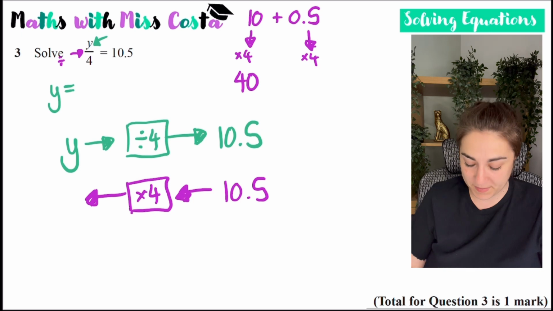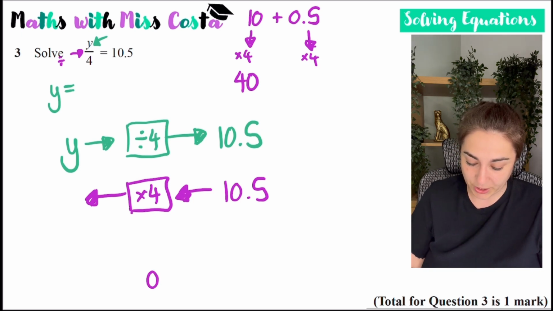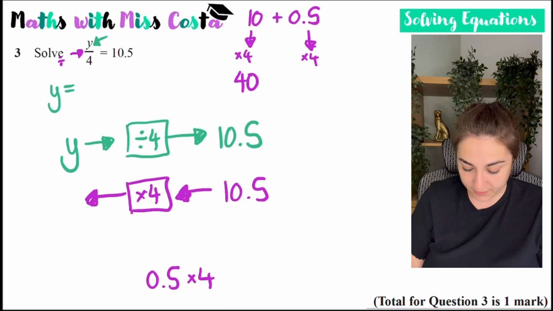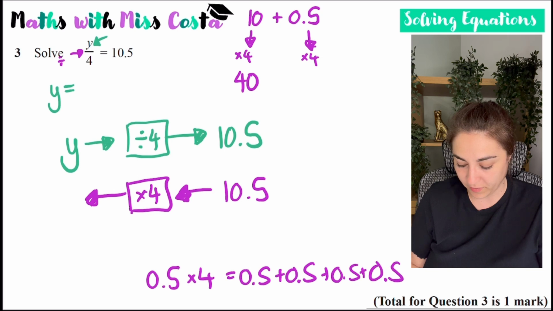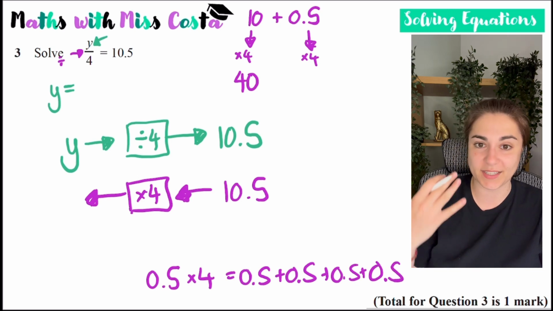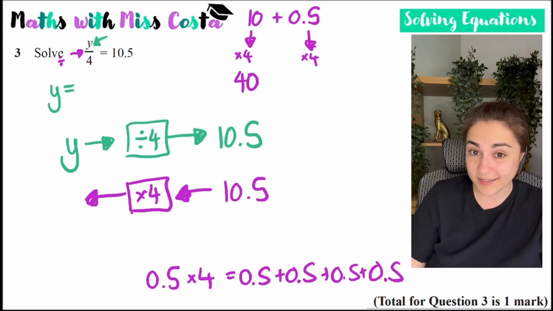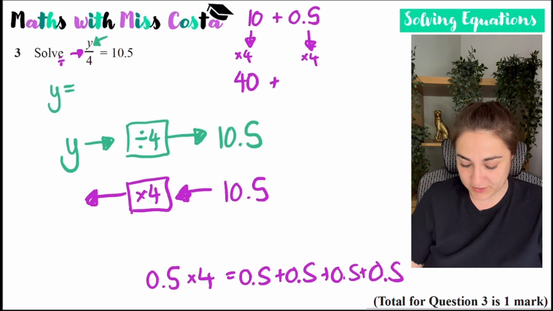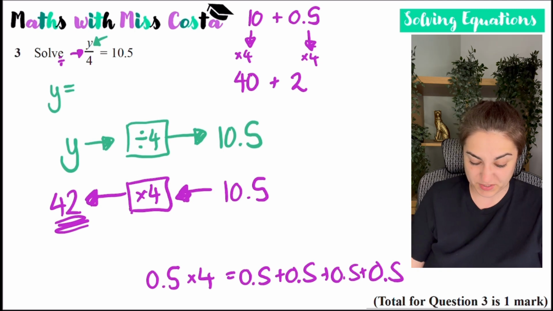0.5 times 4, remember that multiplication is the same as repeated addition. So 0.5 times by 4 is the same as 0.5 plus 0.5 plus 0.5 plus 0.5. So it might be easier to just add it together. So 0.5 plus 0.5 is 1, plus another 1 would be 2. So y must be 42. So that is the function machine method.